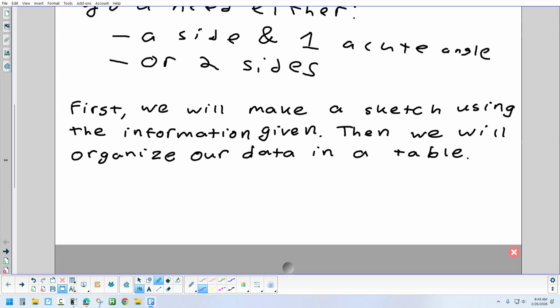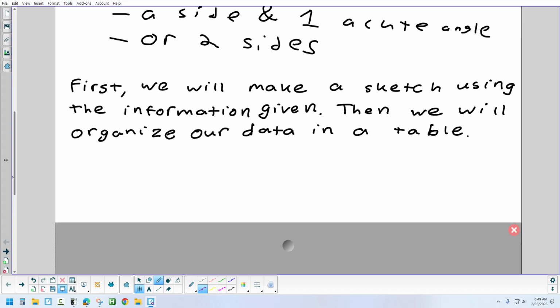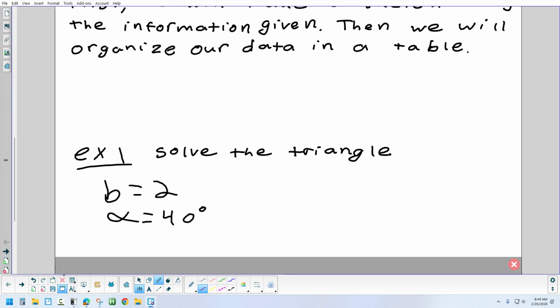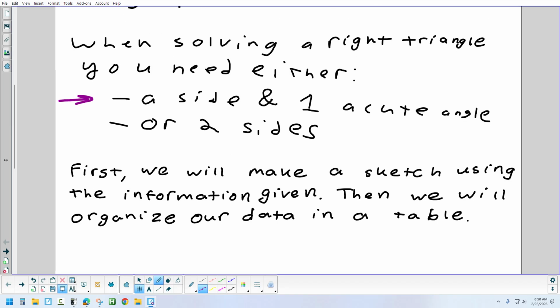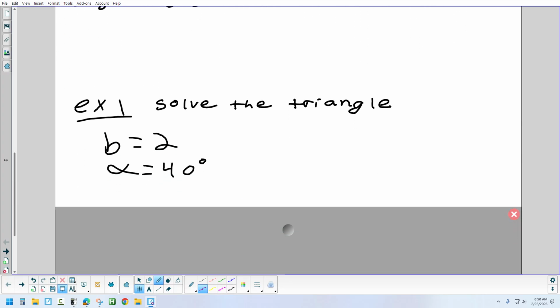All right, so now we'll start to look at an example. There's a couple more things I'll mention as we do the example. But that's pretty much all you need to know going into it. Any questions so far? Okay. So first one we're going to do is this one. I'm going to give you a side and I'm going to give you an angle, and you have to figure out everything else.